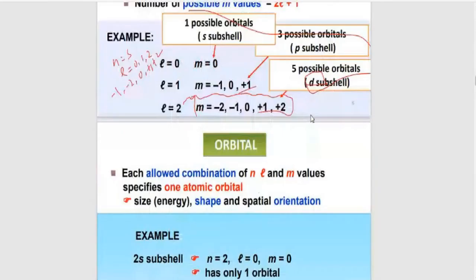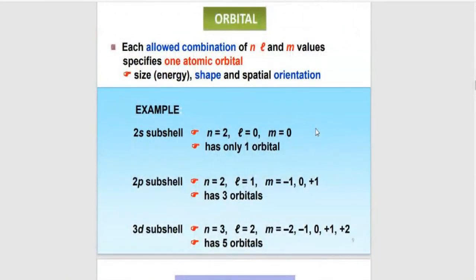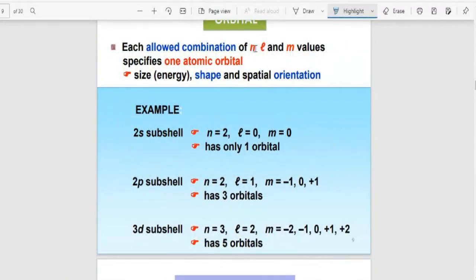Itu konsep dia. Okay, tapi orang kena faham walaupun macam senang kan, dia banyak soalan yang tricky boleh tanya kat sini. So each allowed combination of N, L, M value specific one atomic orbital. Maksudnya dia spesifik. Setiap elektron memang ada set of N, L, M, S yang berbeza. So mean that size different, shape different, and spatial orientation different. So for example, 2S, okay, memang tahulah satu lah. 2P, tahulah tiga lah. Yang orbital ini rujuk kepada bilangan N value. Okay, D ada 5 lah.